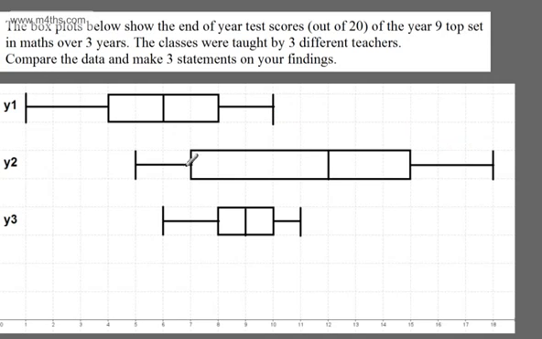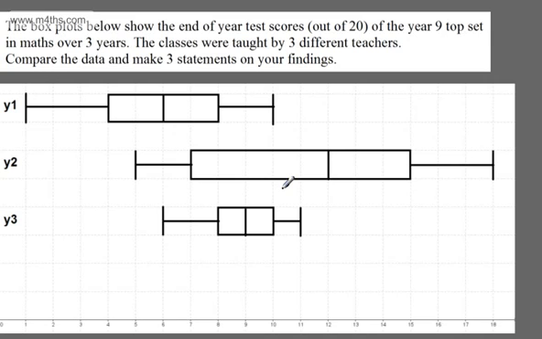So 50% of the students in Year 2 scored higher marks than the highest scorer in Year 1 and Year 3. Let's have a look at some of the other things from here. We can see that the lowest scorer here in Year 2, there were more than 25% of people in Year 1 getting a lower score. So there are some comparisons that we can make in context.